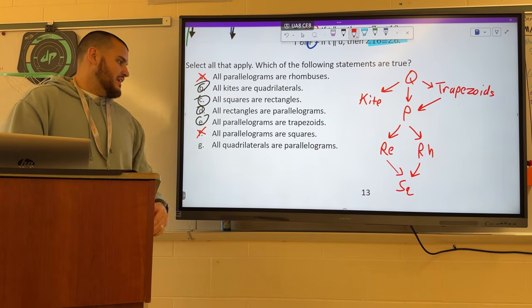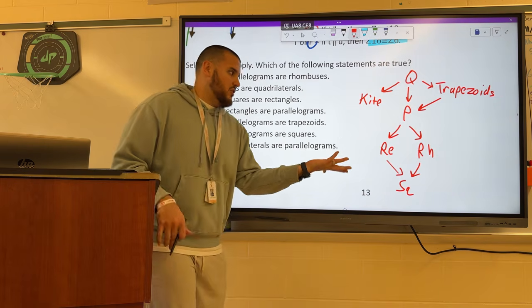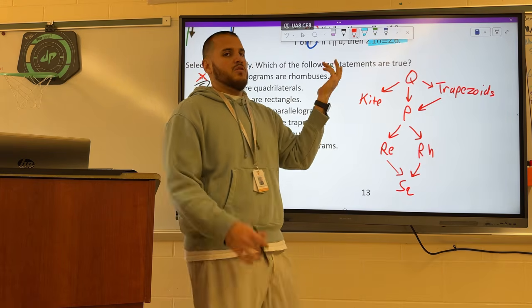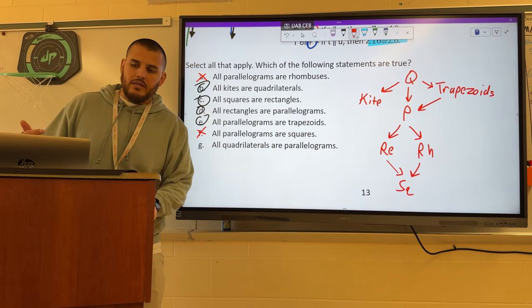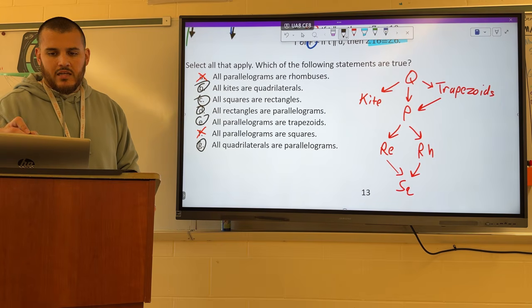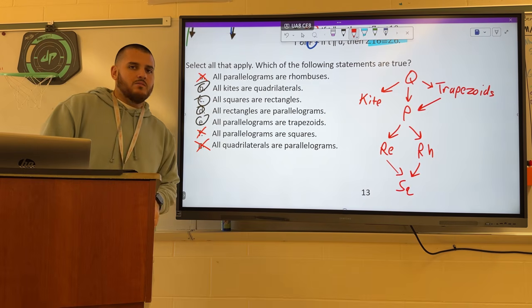And then lastly, it says all quadrilaterals are parallelograms. And again, our tree shows us that's not true. Some quadrilaterals are kites. Some are trapezoids. Some are just really ugly four-sided shapes. They don't have to be anything special with special rules to them, right? So that is not true. Not all quadrilaterals are parallelograms.